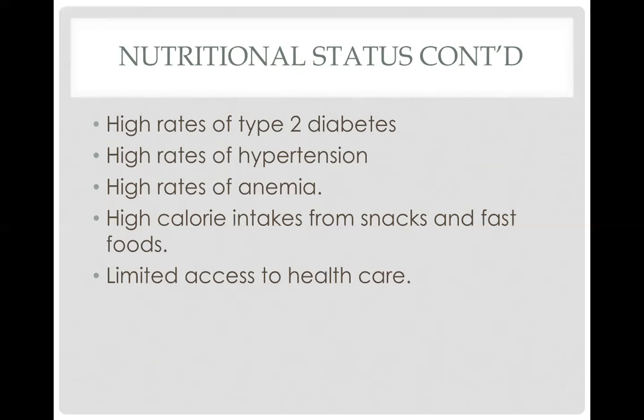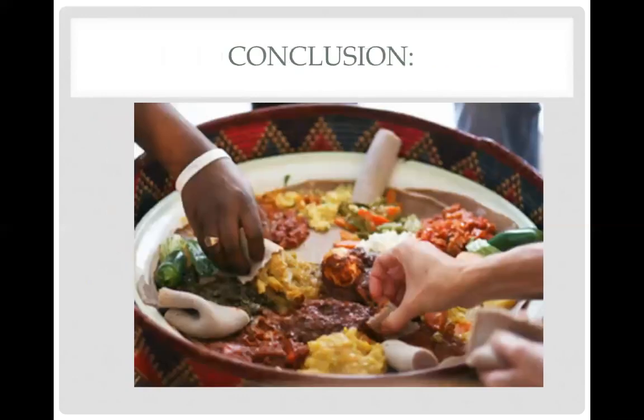So unfortunately, with assimilation, immigration of Africans to America, their traditional diets were kind of rejected and lost, and they're eating very Americanized food, but even at the extreme levels, and this is causing them many health discrepancies. So I believe that is all I have to say.